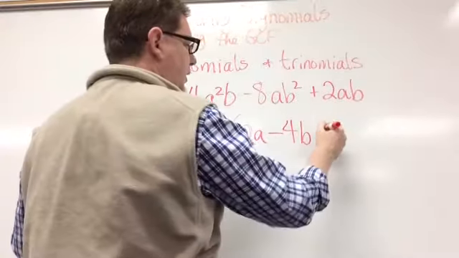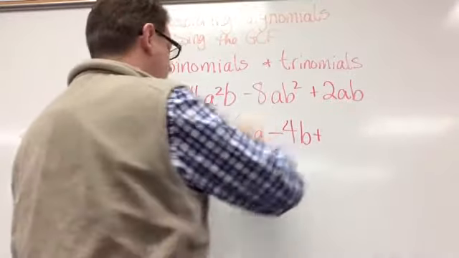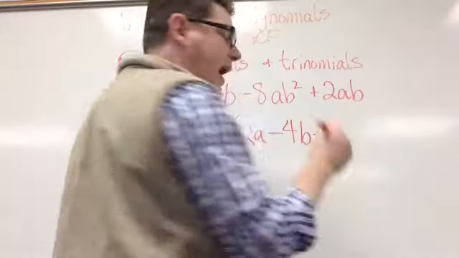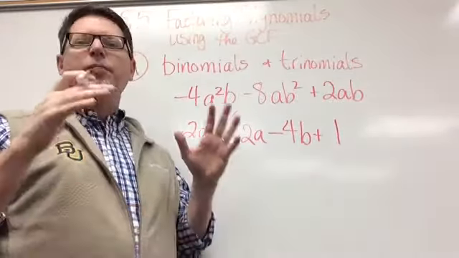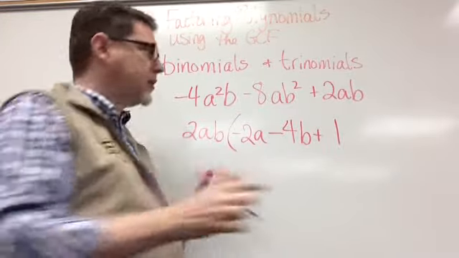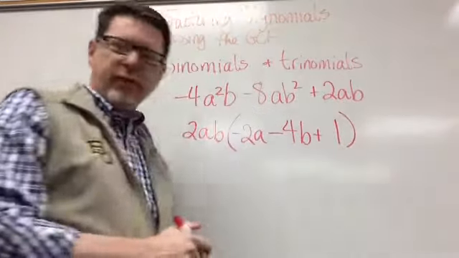And then plus 2 divided by 2 is 1, a divided by a is 1, b divided by b is 1, so 2ab divided by 2ab is 1. In this case, I have to put the 1 because it's the entire term that's being divided by. So 2ab divided by 2ab is 1. And that would be my final answer.